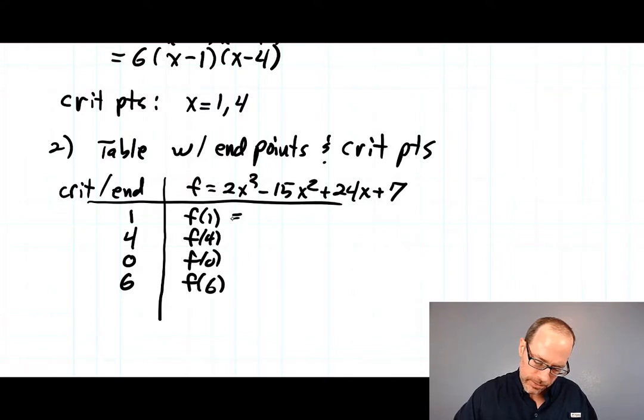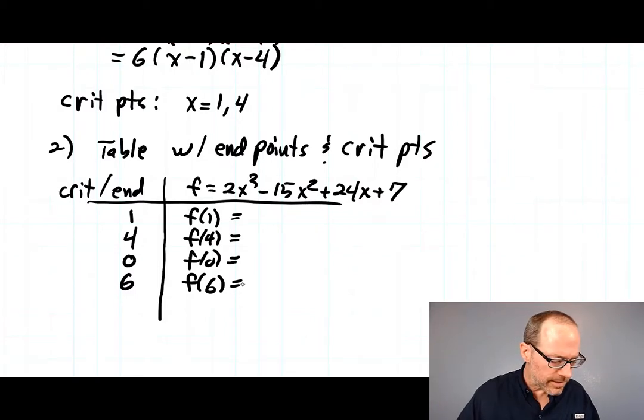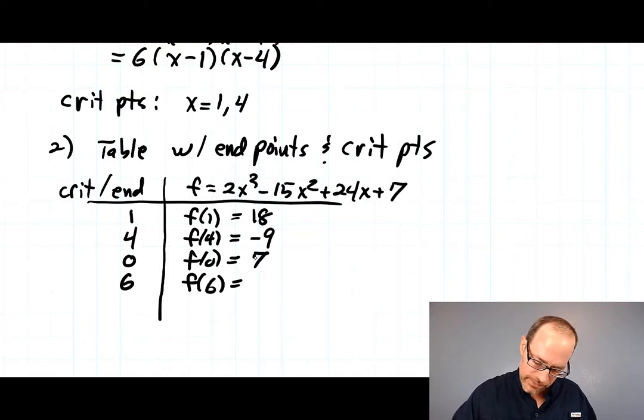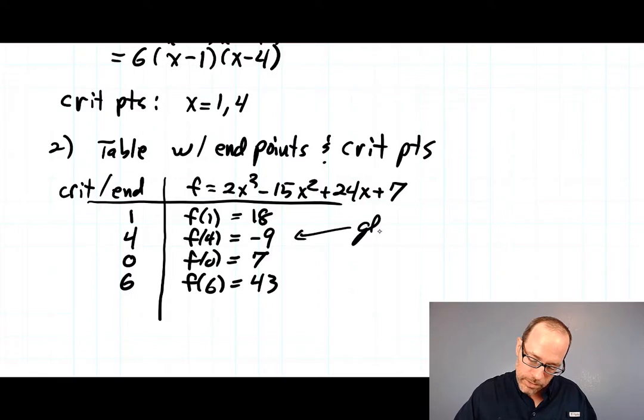All right, so that's a little unpleasant, but I already calculated these. So at 1, we got 18. At 4, minus 9. At 0, of course, 7. And at 6, you get 43. And from this, you can see this is the global minimum, and this is the global maximum.